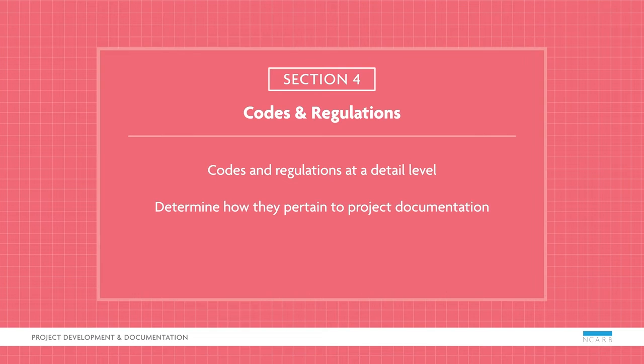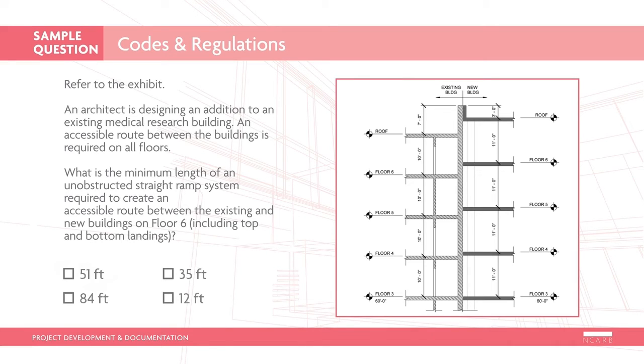Let's look at a sample question. Refer to the exhibit. An architect is designing an addition to an existing medical research building. An accessible route between the buildings is required on all floors. What is the minimum length of an unobstructed straight ramp system required to create an accessible route between the existing and new buildings on floor 6, including top and bottom landings?